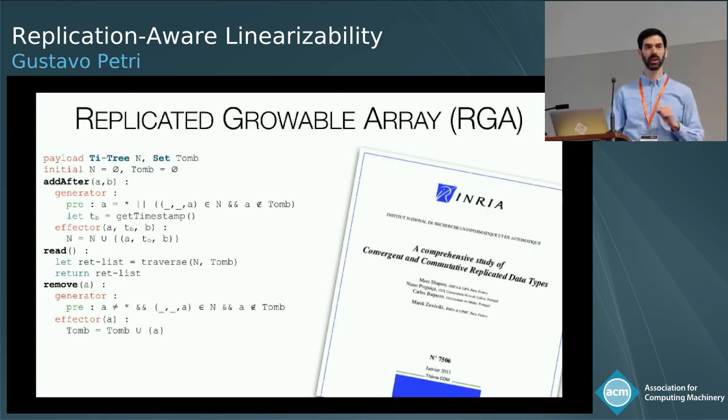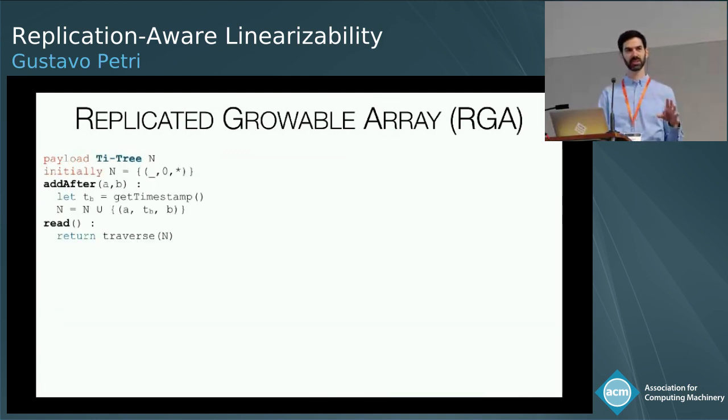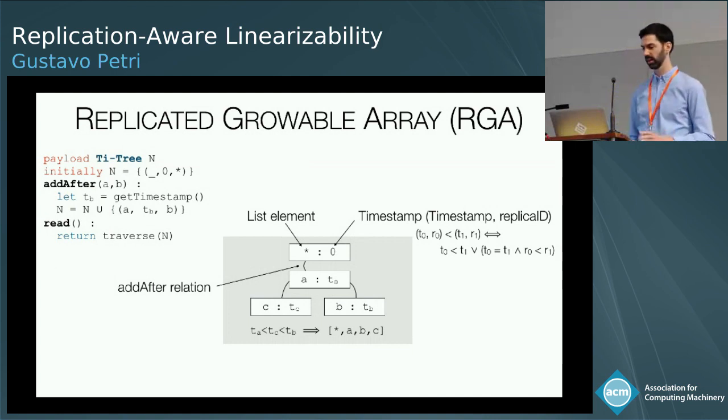So let me go back to our RGA example. This is the code taken from the paper, but it's a little bit complicated, so I'm just going to simplify it a lot, and I'm just going to leave add after and read. The way this data type is organized is with a tree. The tree is depicted in the gray box. The parent-to-child relationship in the tree is an under-approximation of the add after relation. I mean add after as in the method add after, not in the list.